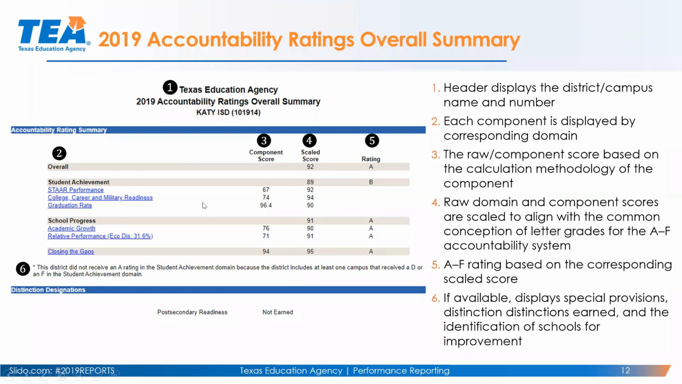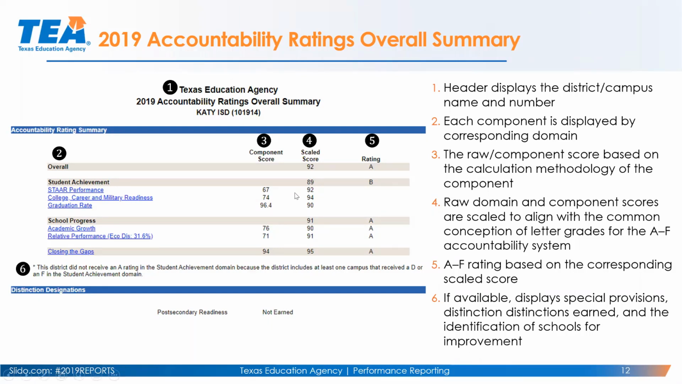So let's take a look at this. For Katy ISD for 2019, this district is rated at a scaled score of 92. Now this has been scaled because the public understands that a 92, anything from 90 through 100, is considered an A. For Katy ISD for 2019, a 92 grants an A rating. So this district is rated A. For student achievement, overall we have an 89, which equals a B, because the public understands 80 to 89 equals a B.